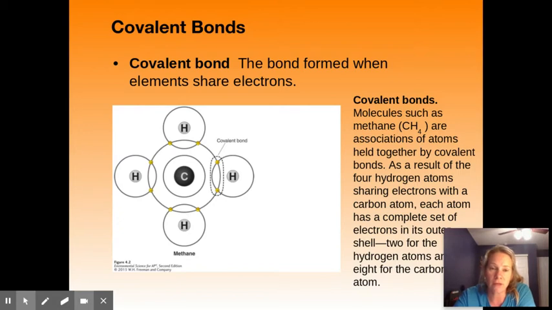So you can see in this methane molecule, you've got 1 carbon, 4 hydrogens. And so they're sharing a bond right here. And so carbon is satisfied in that it has 8 electrons in its outer shell. Hydrogen is satisfied, it has 2 in its outer shell. So everything is satisfied, it's sharing, and it's held together tightly.